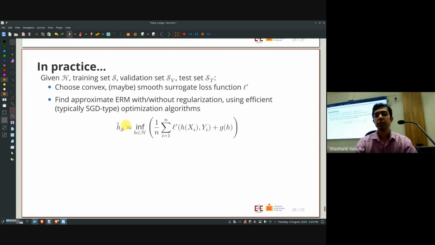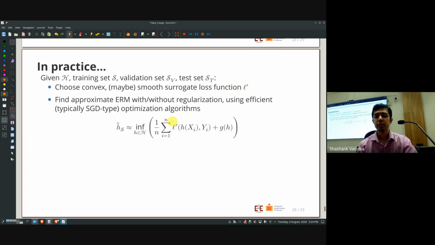Right. So now there are different approximations or different sources of error that are being introduced. Originally we wanted to do ERM on a particular loss function, but now instead of doing ERM, we are doing ERM with a regularizer. Plus, we are also replacing the loss function with a surrogate loss function.